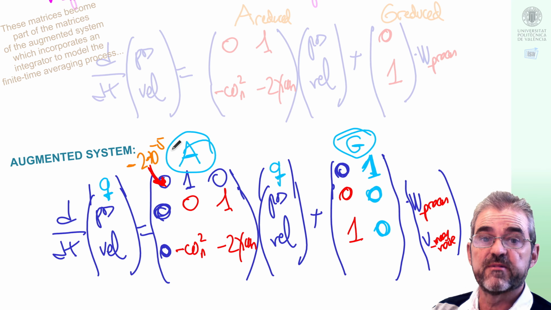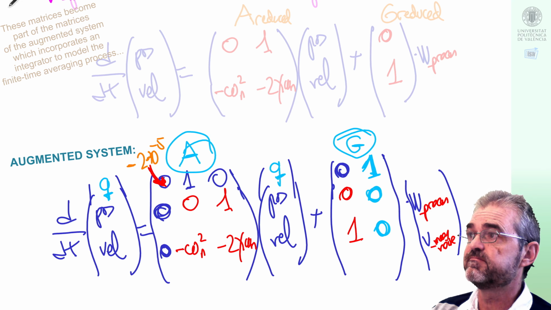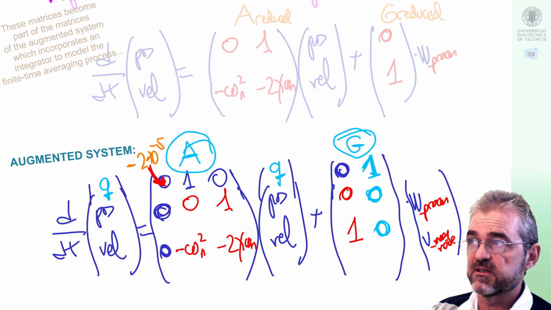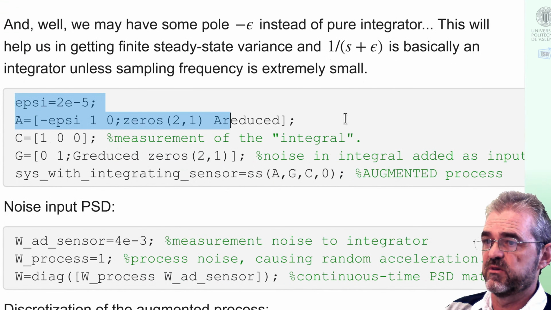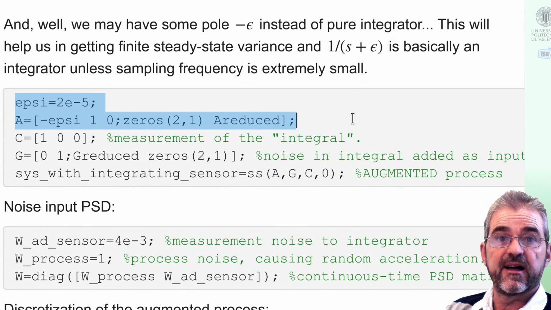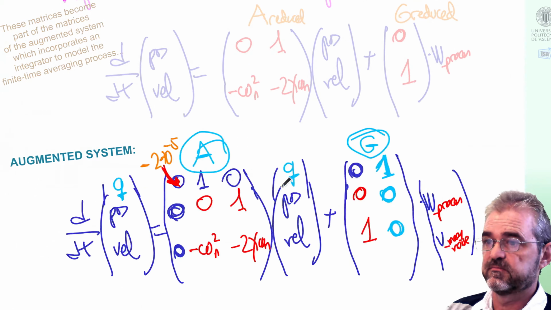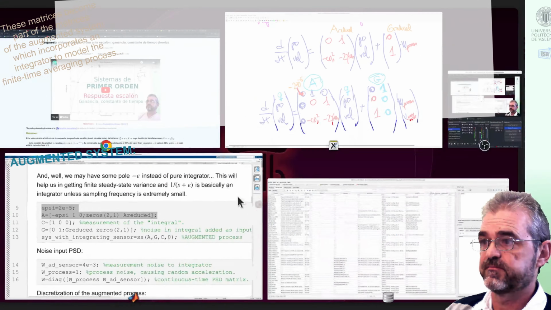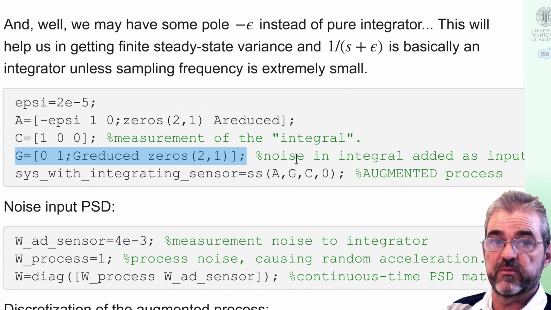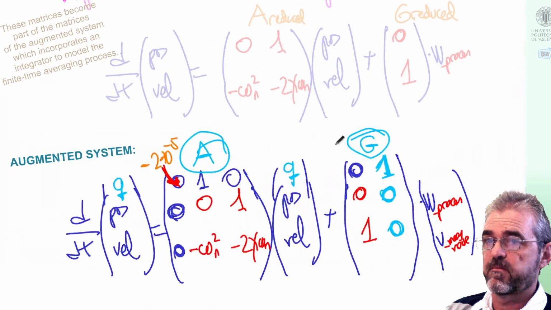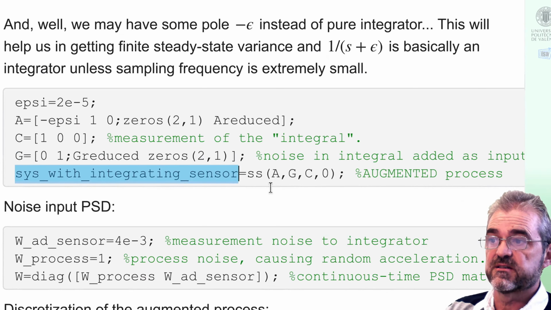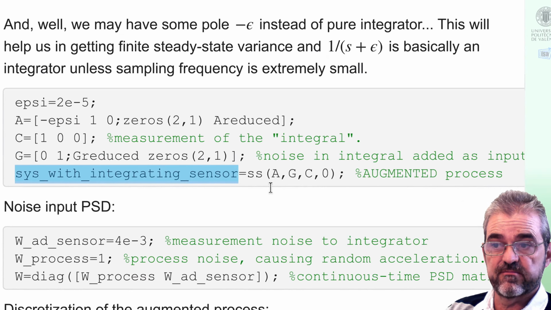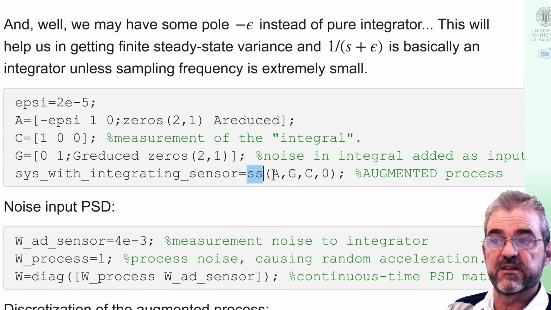So this will be my process with the integrator state, and then this will be my augmented A that appears here, and my augmented G that appears here, and I will define a system with integrating sensor as this state space object from the Control System Toolbox.